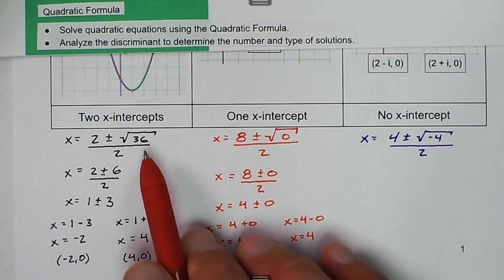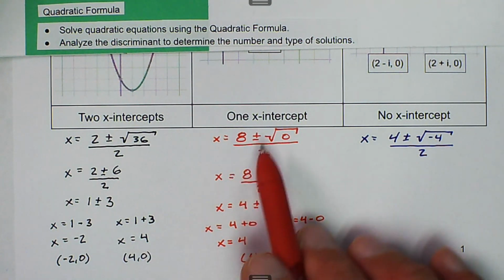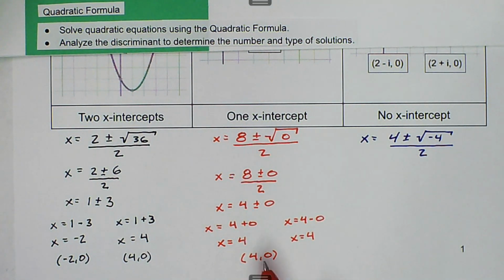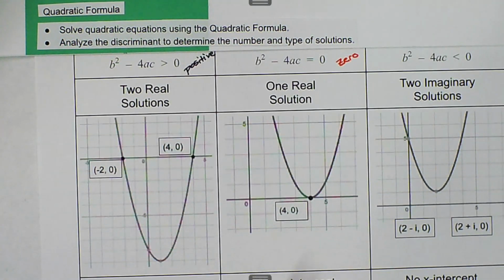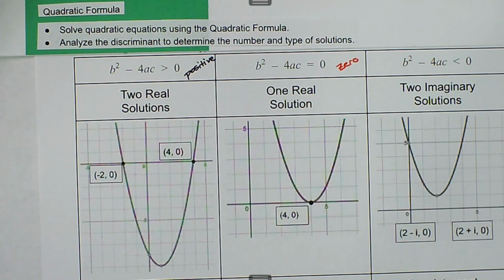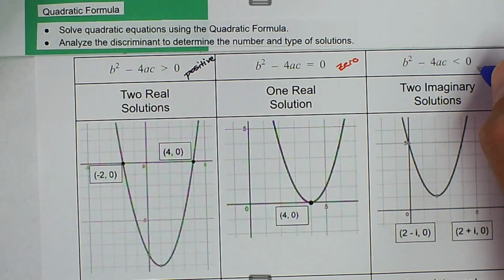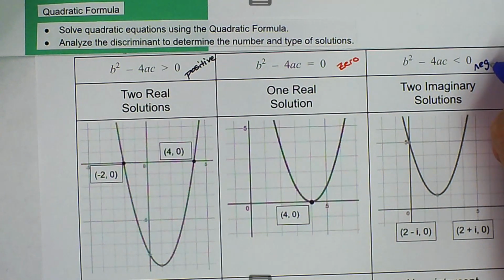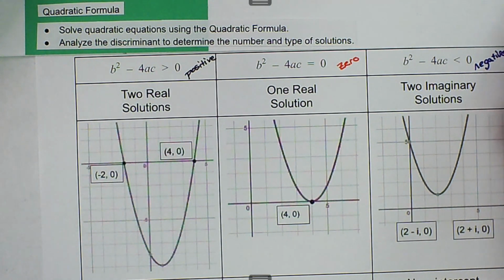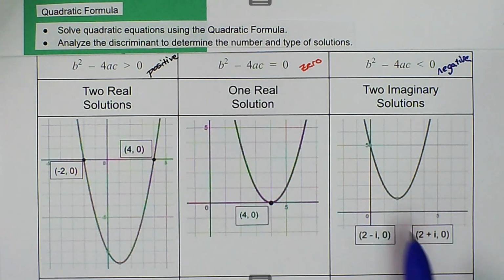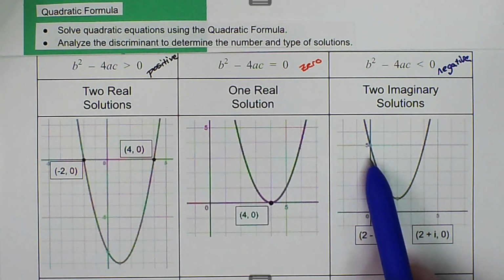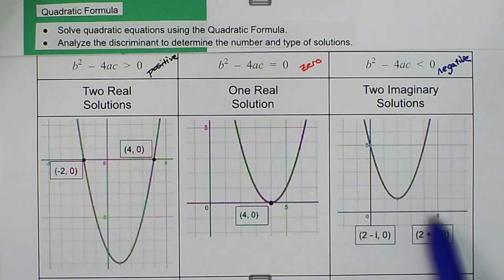So with a positive under the radical, 2 solutions; 0 under the radical, only 1 solution. And we have one more to look at. And that is when the discriminant b squared minus 4ac is less than 0. That means that we have a negative number under the radical. So if we have a negative number under the radical, we don't have any zeros. The graph never crosses or touches the x-axis.